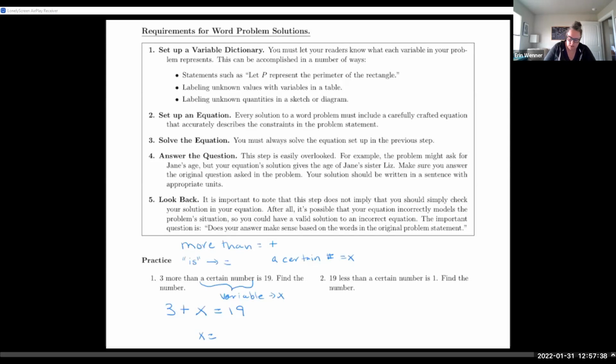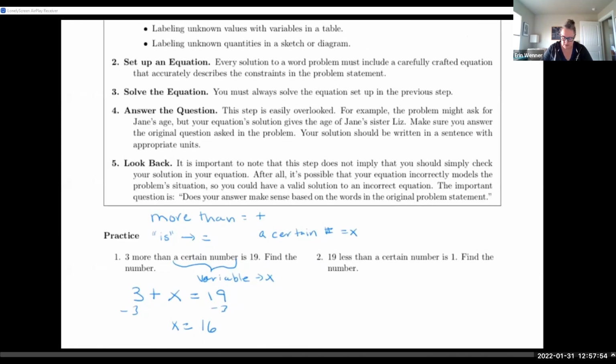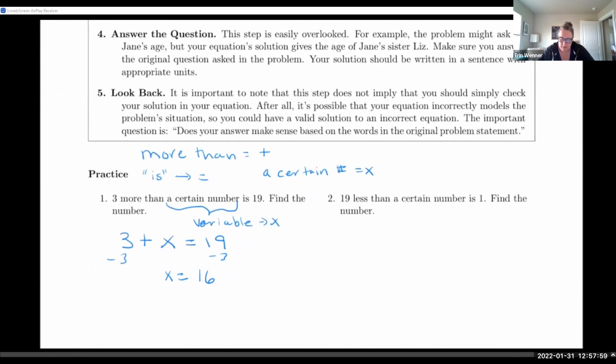All right, good job, everyone. So X does in fact equal 16 because if we subtract 3 from both sides, we get 16. So when we look at number 2, it says 19 less than a certain number is 1. This is a place it's really easy to make a mistake. Because it says less than a certain number, this statement is going to indicate we want to do X minus because it's less than that amount. So we're taking the amount, lessing 19, and it has to equal 1.